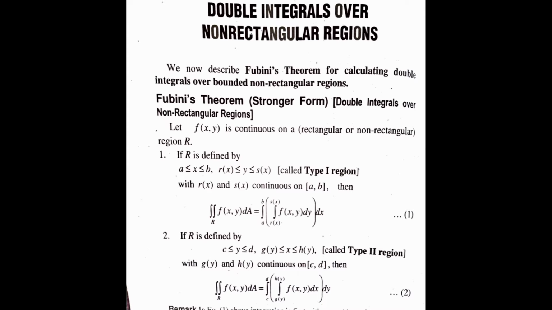If R is defined by c ≤ y ≤ d, g(y) ≤ x ≤ h(y), called a type 2 region, with g(y) and h(y) continuous on the closed interval [c,d], then the double integral over R of f(x,y) dA is equal to the integral from c to d of the integral from g(y) to h(y) of f(x,y) dx dy.